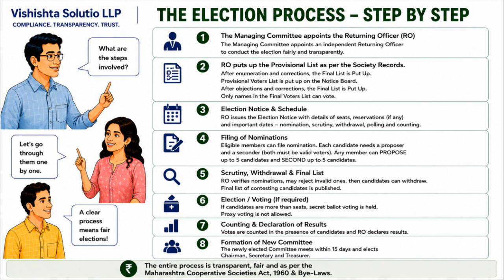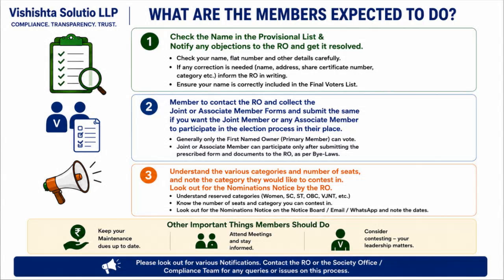Throughout this process, transparency and adherence to the Maharashtra Co-operative Societies Act, 1960, and bylaws ensure that the election is conducted fairly. As members, the first important step is to carefully check your name in the provisional voters list. Make sure your name, flat number, and other details like address or share certificate number are accurate. If you find any mistake or omission, you should notify the returning officer promptly in writing to get it corrected. It's essential to ensure your name appears correctly in the final voters list, so you don't miss out on your voting rights.